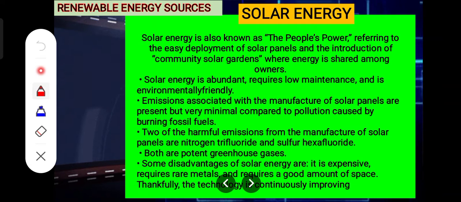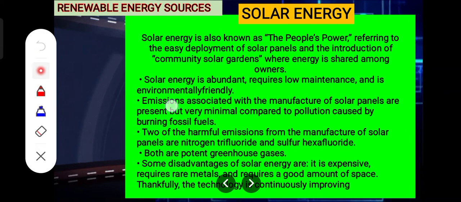Solar energy is also known as the people's power, referring to the easy deployment of solar panels and the introduction of community solar gardens, where energy is shared among owners. So solar energy is abundant, requires low maintenance, and is environmentally friendly.